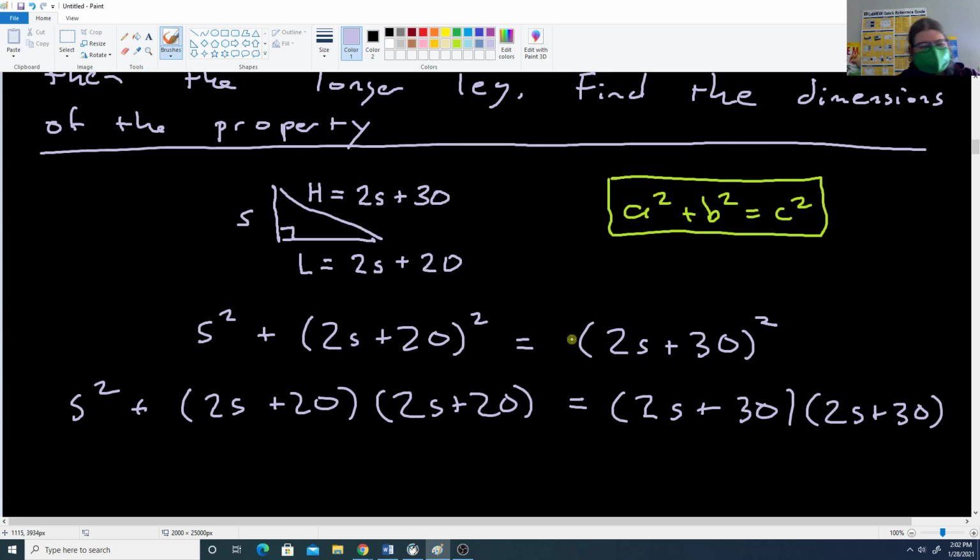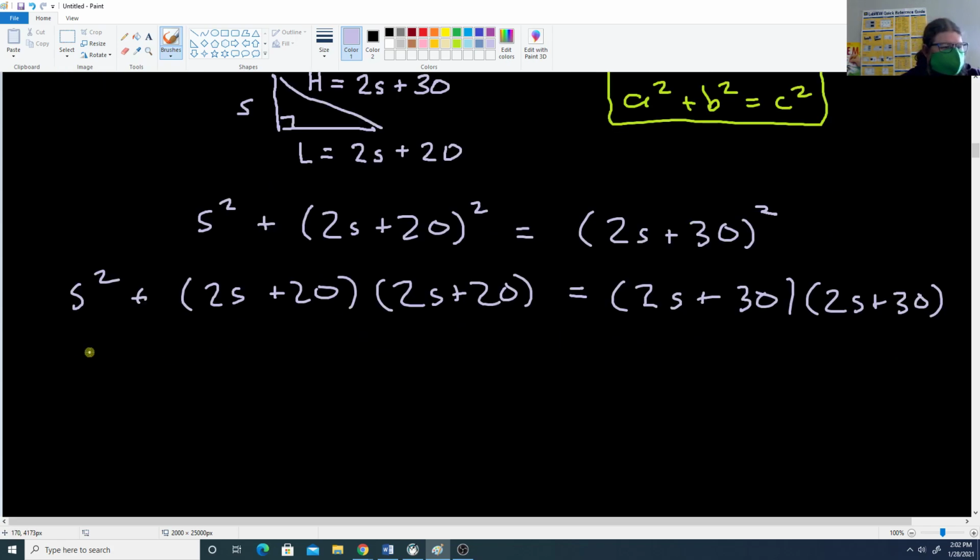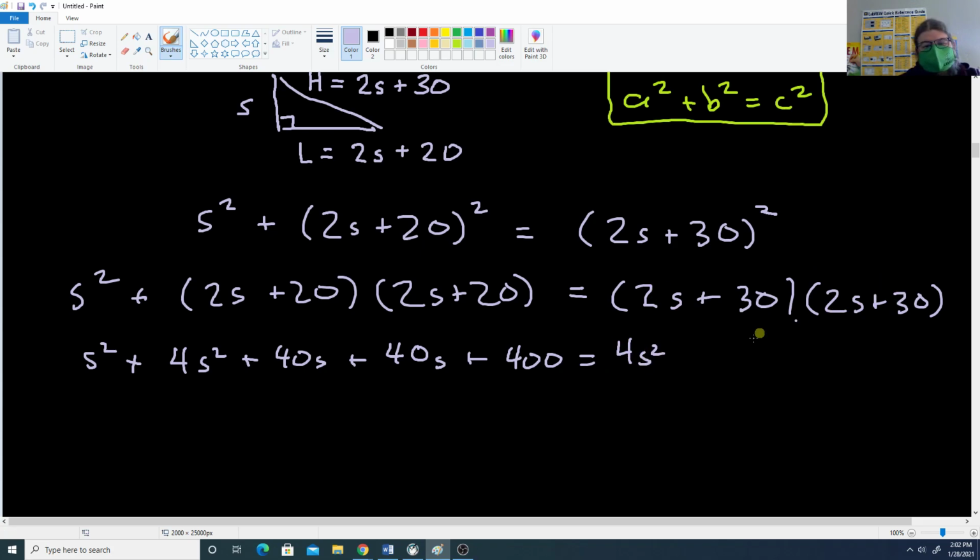Okay, so we'll FOIL out the first bit, so we get S squared plus, 2S times 2S is 4S squared. Outer is 2S times 20, which would be plus 40S. Inner is 20 times 2S, which would be plus another 40S. Last would be 20 times 20, which is plus 400. That equals 2S times 2S is 4S squared. Outer is plus 60S. Inner is plus another 60S. And last is plus 30 times 30, which is 900.